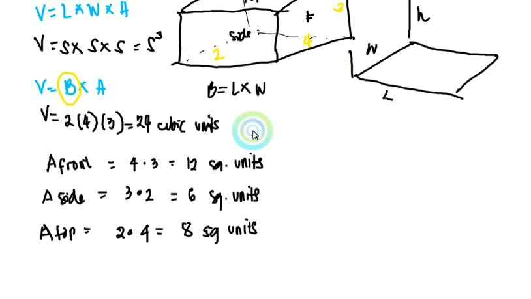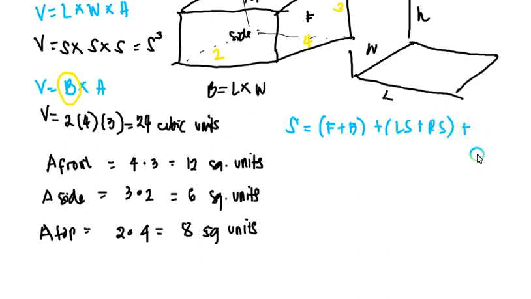So that means we can consider that our whole surface area is equal to the area of your front plus back, then plus left side plus right side, plus your top plus bottom. So this could be equal to 2 fronts plus 2 sides plus 2 tops.